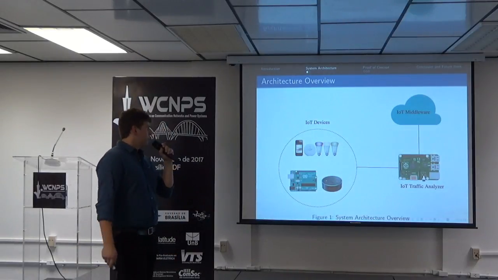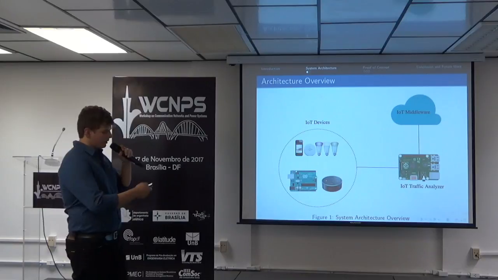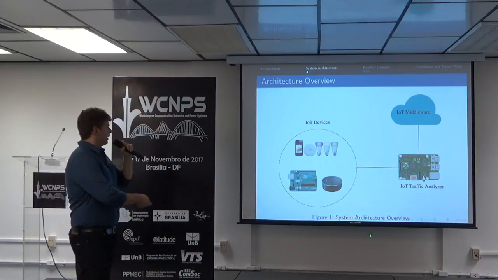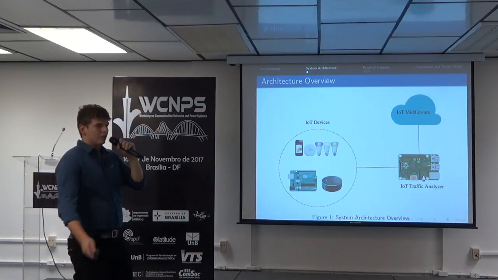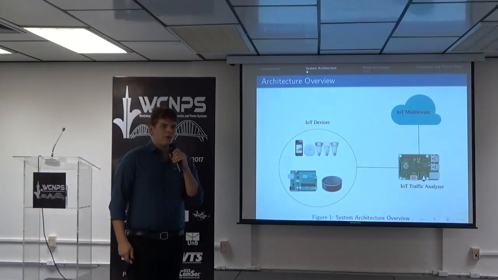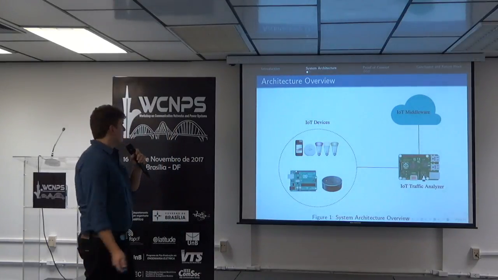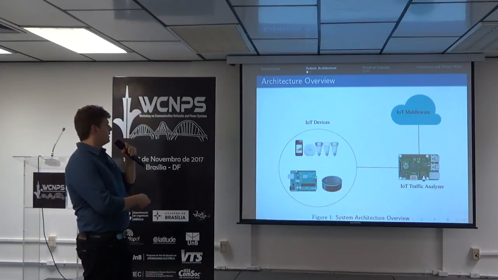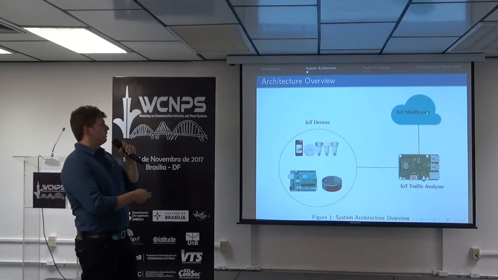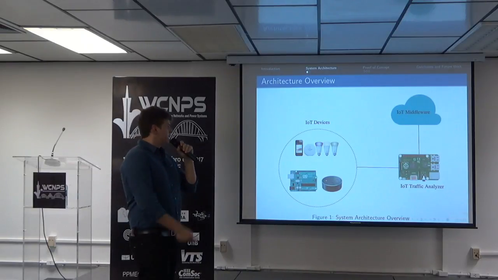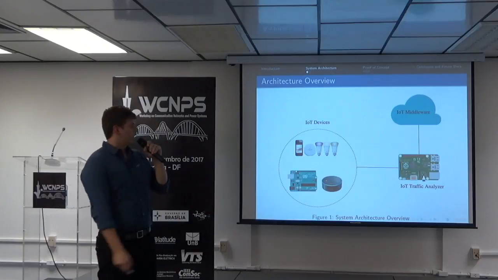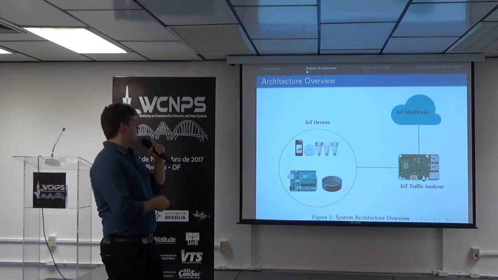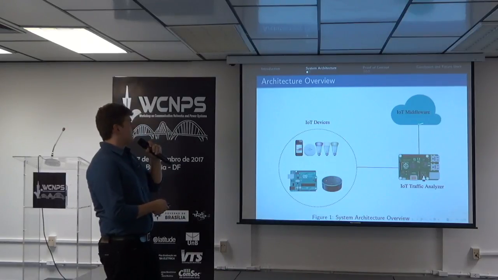So the architecture that we built has three main components. We have the Internet of Things devices, which are normal things that we have in our home, like Amazon Alexa or Arduinos, whatever is taking data from our environment. It doesn't matter which data it is. And in the path that I told you about, these devices are sending data to the middleware that we have, that's our cloud solution for IoT. We have this traffic analyzer in the middle, which is going to receive all the outgoing data from these devices, and it's going to redirect it to our cloud.